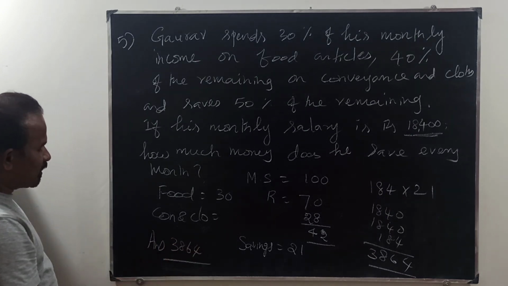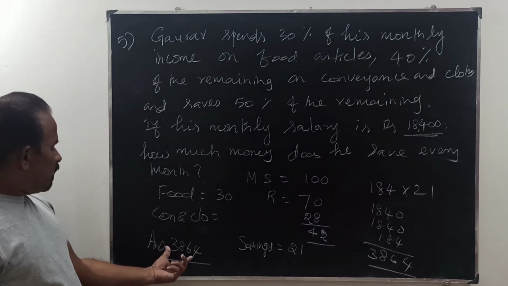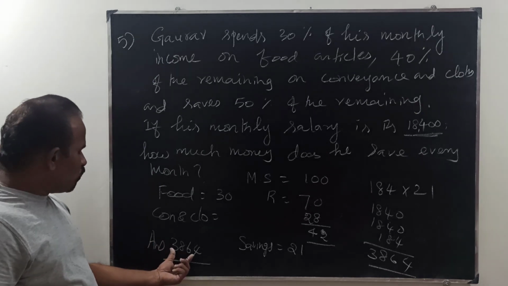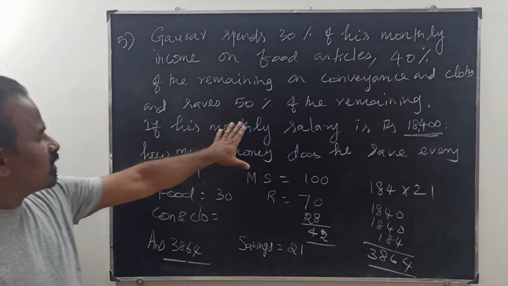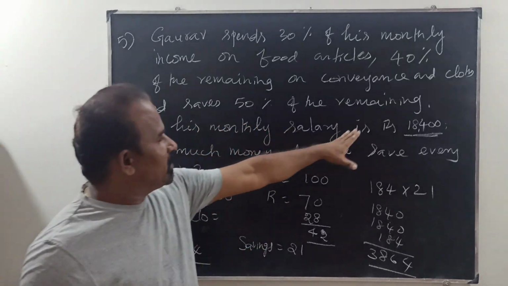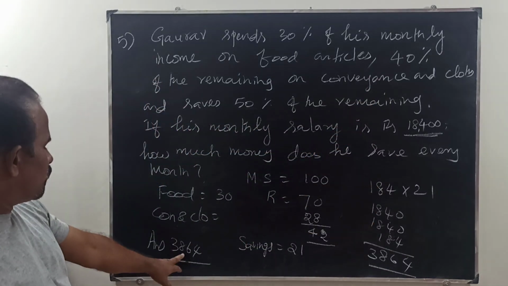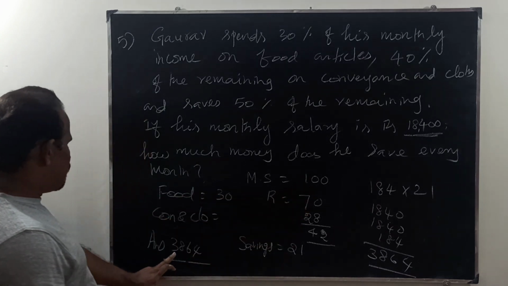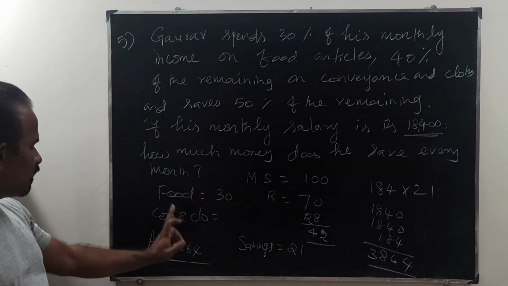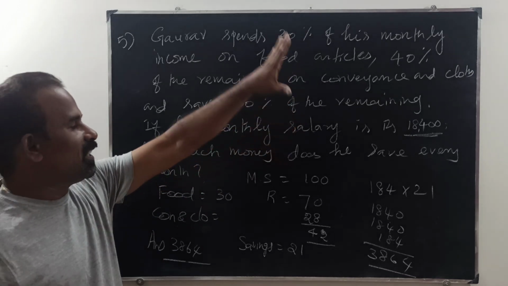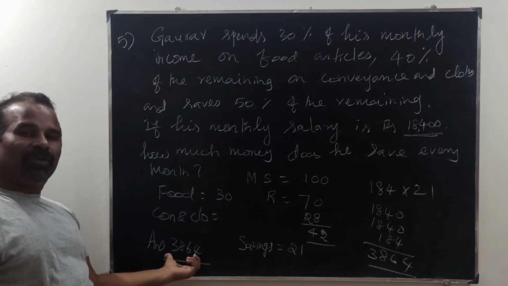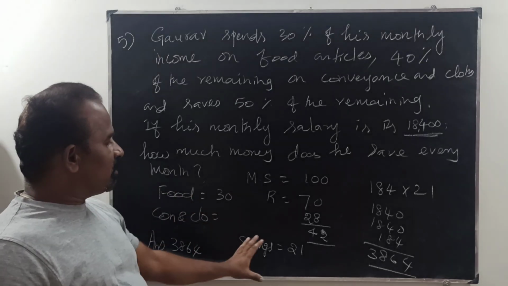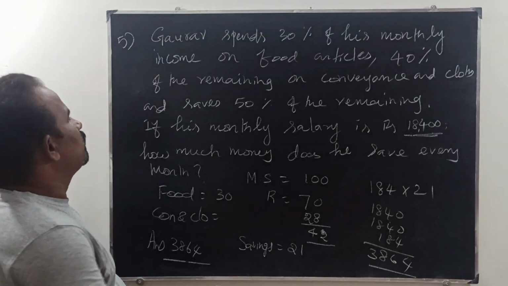3864. So a person saves rupees 3864 from his monthly salary. Okay, so therefore he saves rupees 3864 from his monthly salary of rupees 18,400. Okay, so therefore this is the way of calculating this.